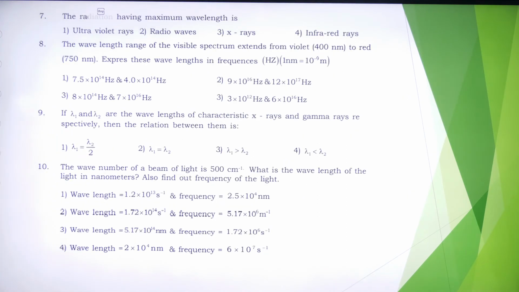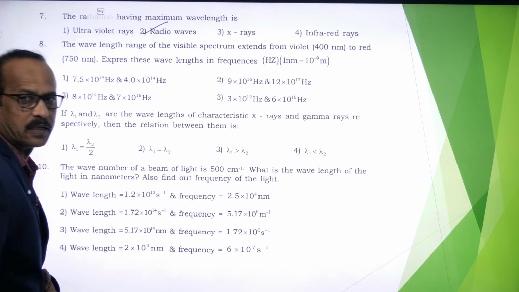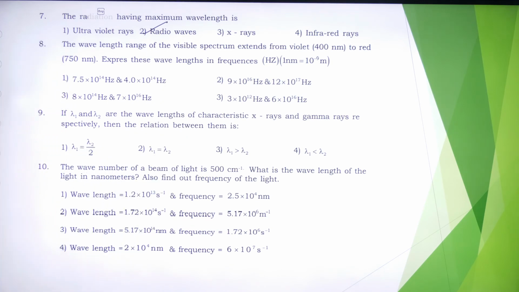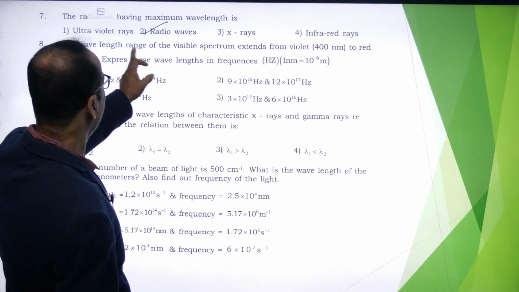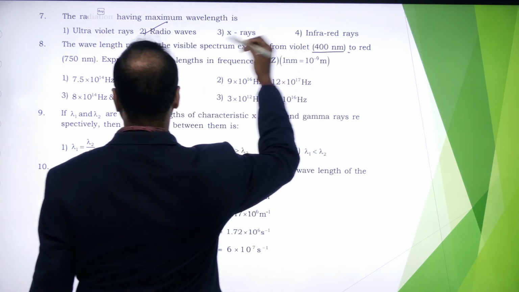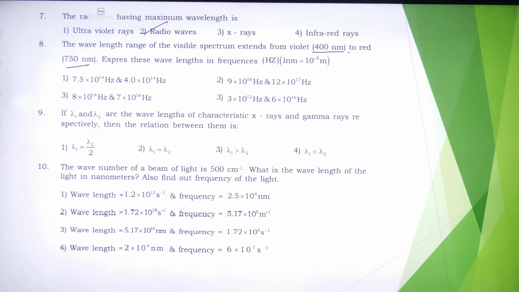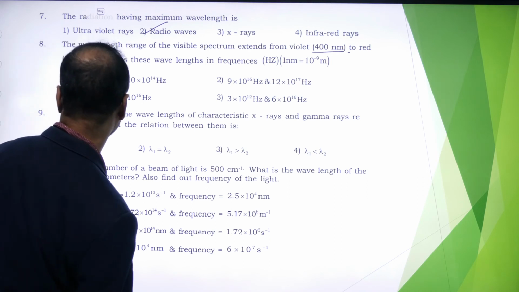So there are some other problems. Once you try this one: the radiation which has a maximum wavelength. Ultraviolet on the left side, X-rays on the left side, infrared, and last radio waves. So the answer is radio waves, students. When you arrange this one. Now here the wavelength range of the visible spectrum extends from 400 nanometers to 750 nanometers. Express these wavelengths in terms of frequencies. You have to calculate, just how we did like that.